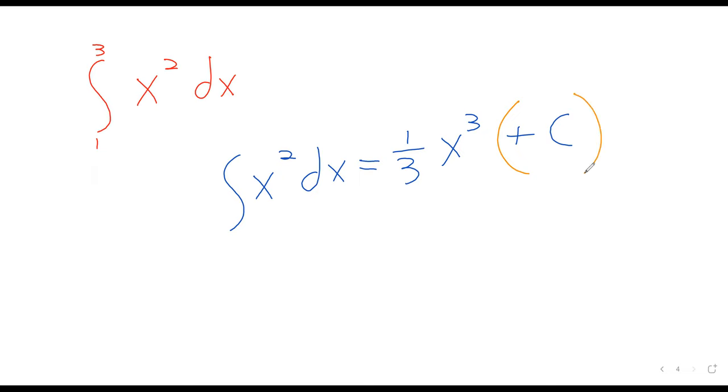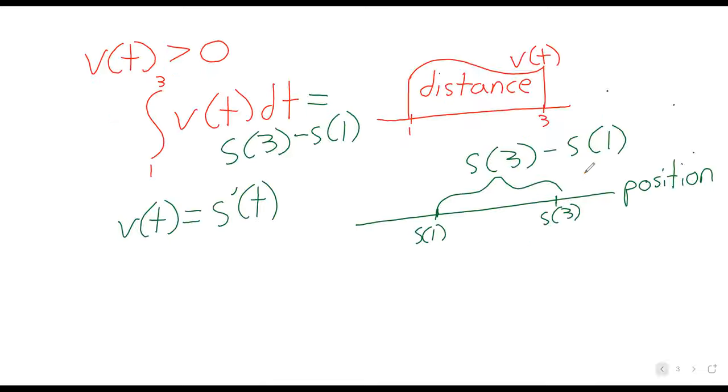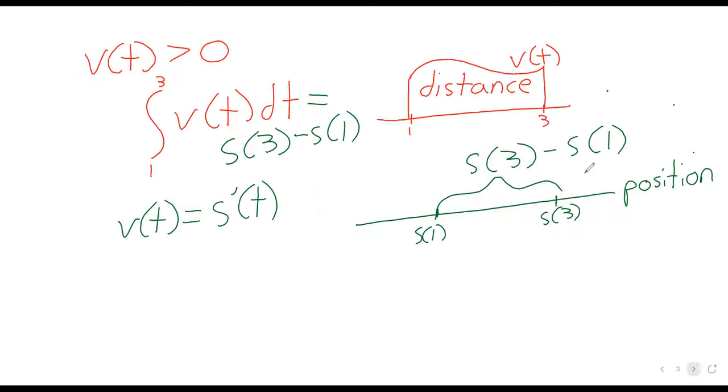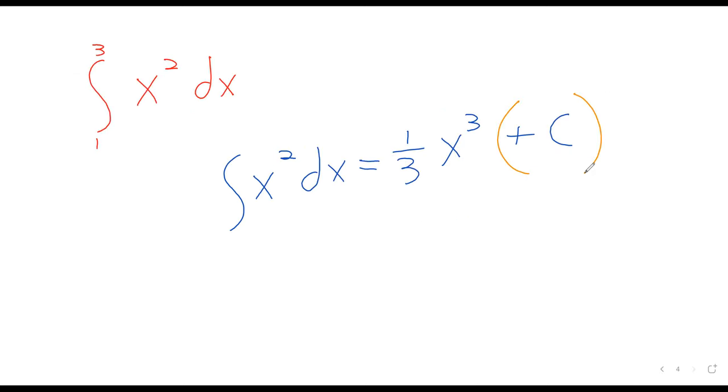We can just use 1/3 x cubed. And that's because, according to what we have written here, any antiderivative should work, right? So if 1/3 x cubed works, why would we want 1/3 x cubed minus 4 or whatever? Why would we want a more complicated function when a simpler function works? So when we're using the fundamental theorem, let me go as far as to just erase this. We don't need to worry about the plus C.